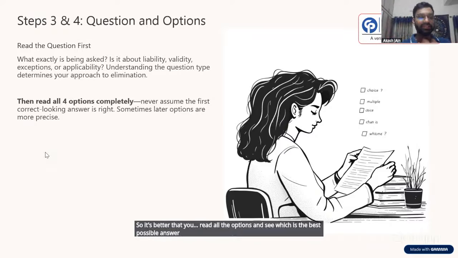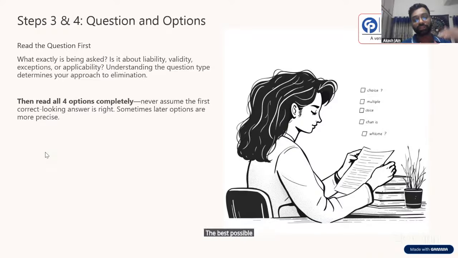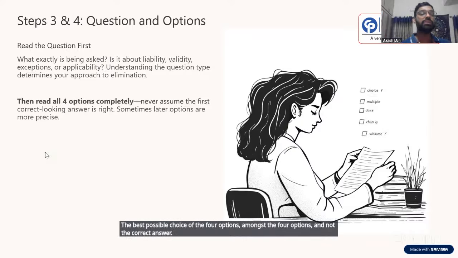So in the legal reasoning section, the approach should be to find the best possible choice amongst the four options and not the correct answer. Sometimes there may be no correct answer in the options. In that case, you'll have to go ahead with the best possible answer.